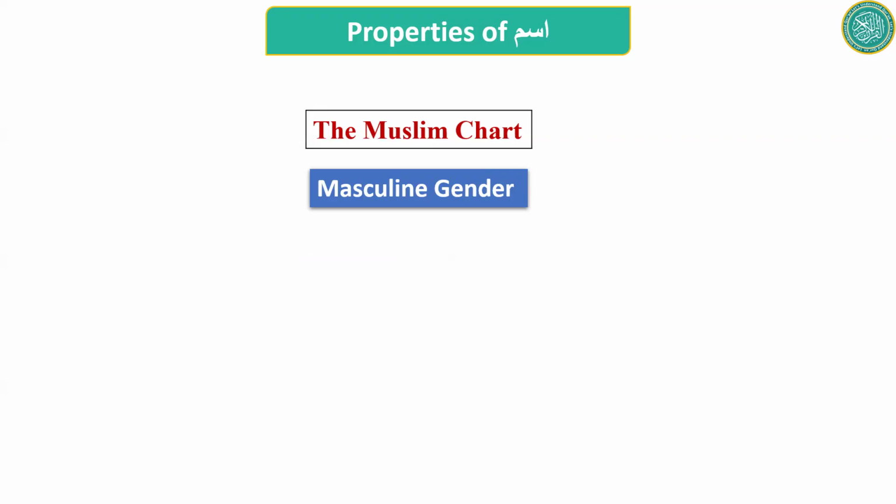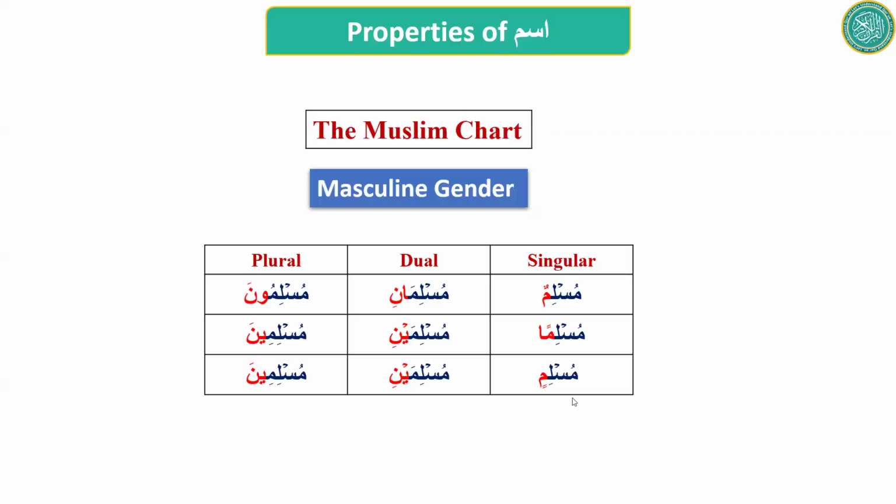There are 2 types of Muslim chart, a masculine gender Muslim chart and a feminine gender Muslim chart. Masculine gender Muslim chart: there are 3 columns in it, singular, dual, and plural. And there are 9 words in it, 3 words in each column. Singular is Muslimun. It means one Muslim. Musliman also means one Muslim. And Muslimin also means one Muslim.